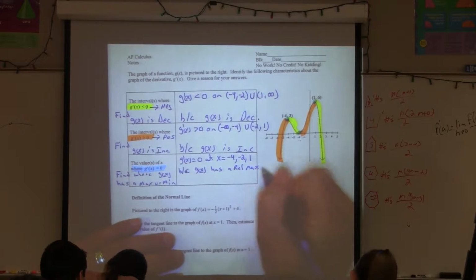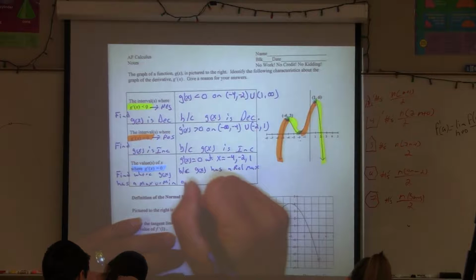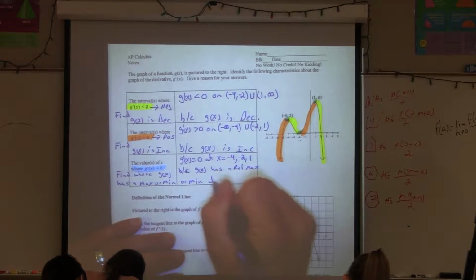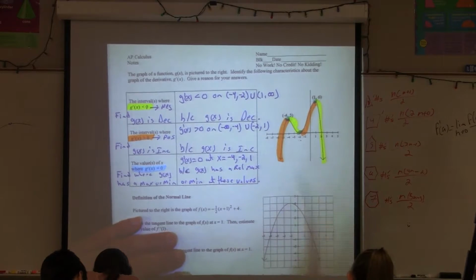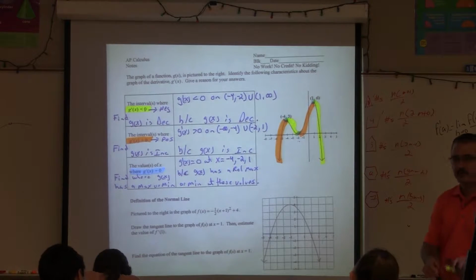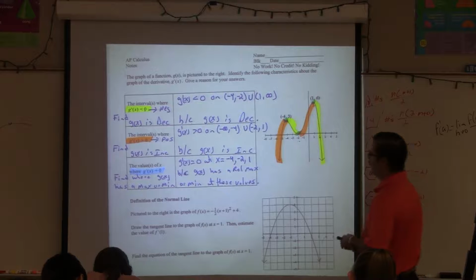Relative max or min at these values. So that's the justification for making the assumption as to why we picked those points.